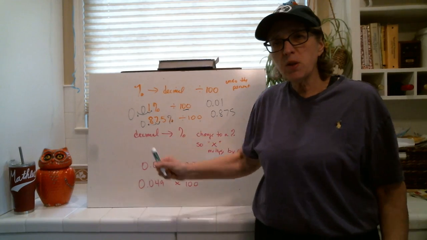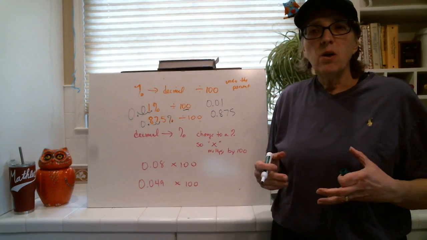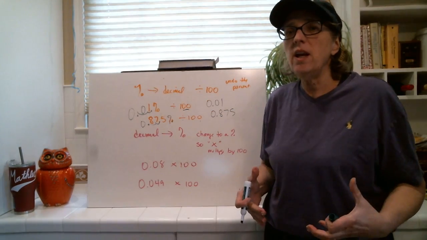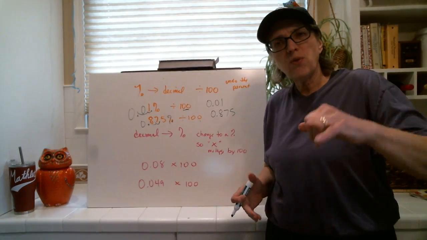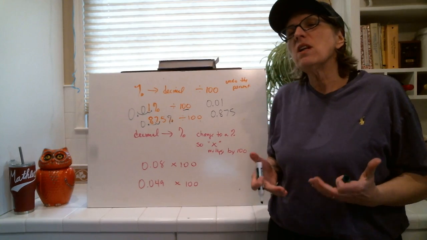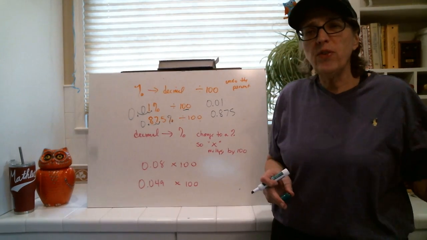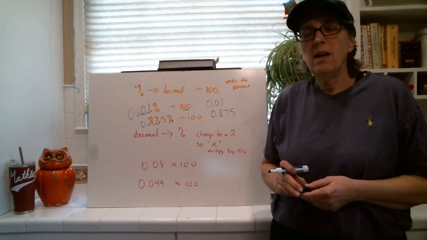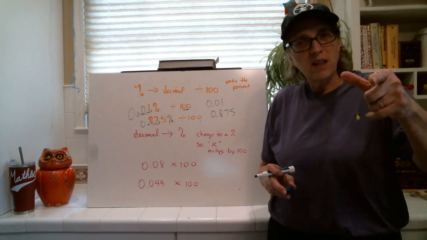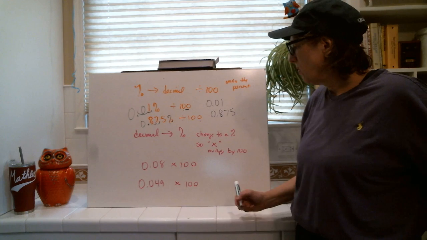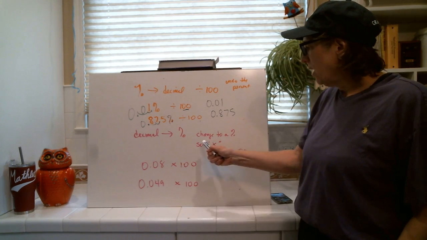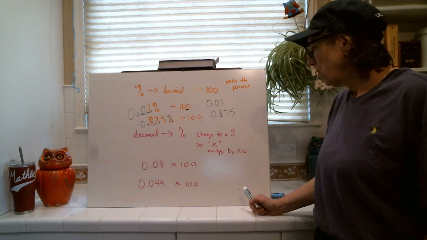Now when we change a decimal to a percent, we're putting it into a percent, and all percent is based on what number? That's right, 100. So instead of dividing by 100 to take away the percent, we're going to multiply by 100 to change the decimal to a percent. So change to a percent, we multiply by 100.